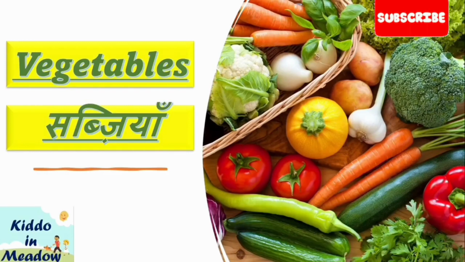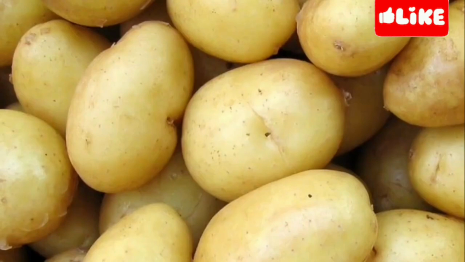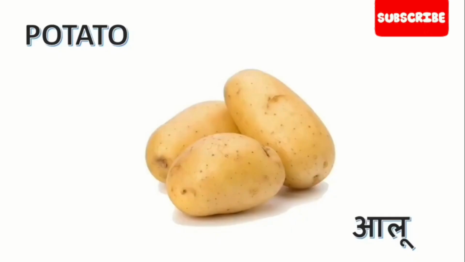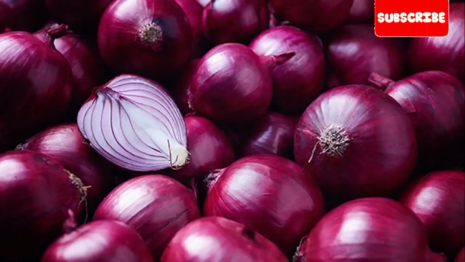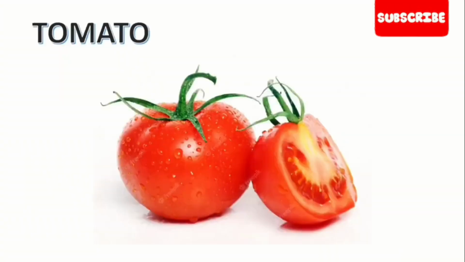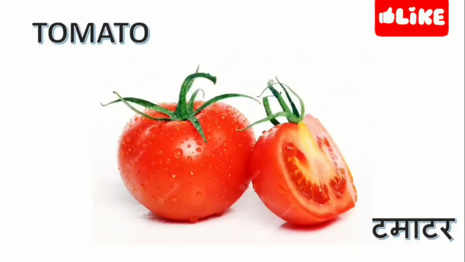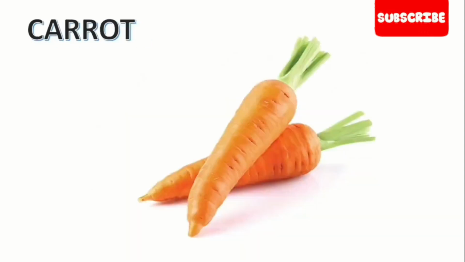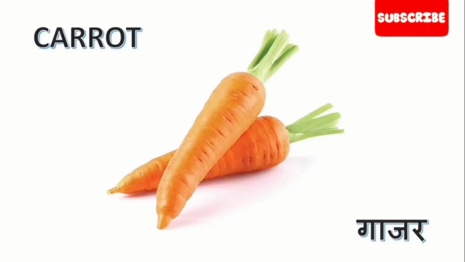Hello kids, in today's video let's learn the names of vegetables in English and Hindi. Potato. Potato means aloo. Onion. Onion means pyaaj. Tomato. Tomato means tomato. Carrot. Carrot means gajar.